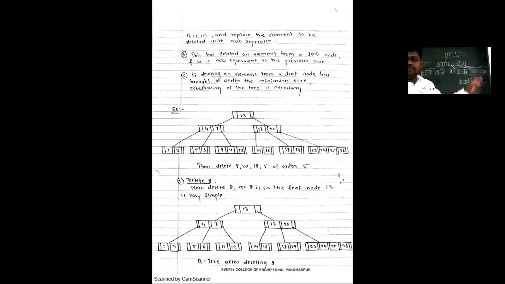Now this example is visible to all. In the example, what is the root node here? 13. The same example we have seen now. Suppose here I want to delete 8, how to delete? Is there any change I have to do? No, sir. No changes are needed.